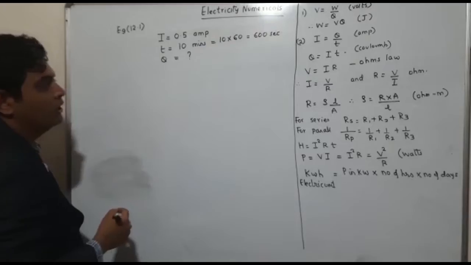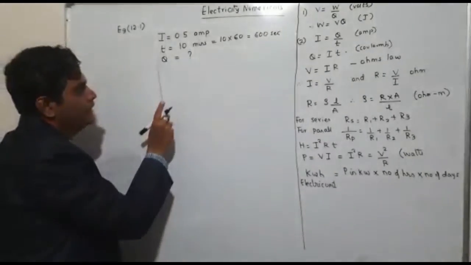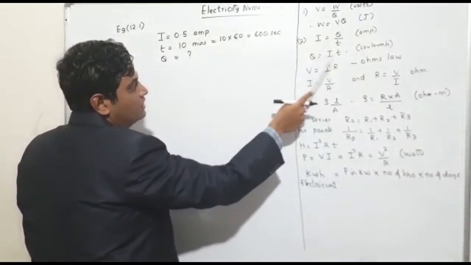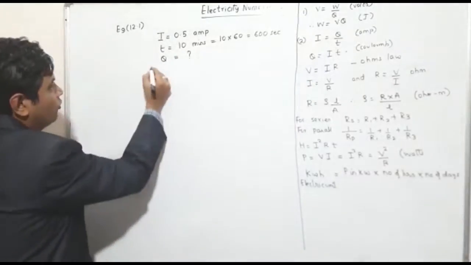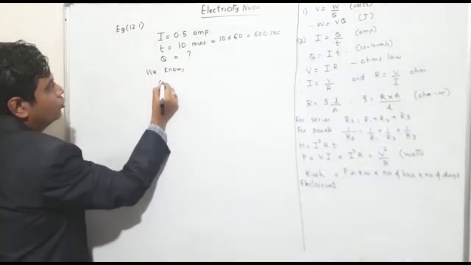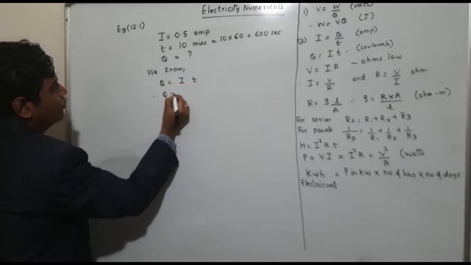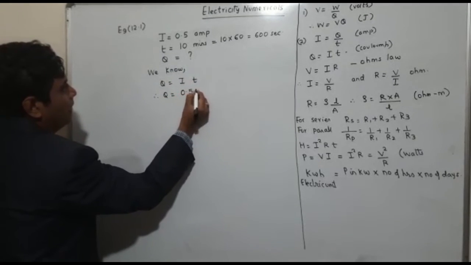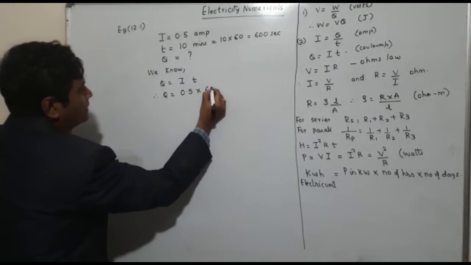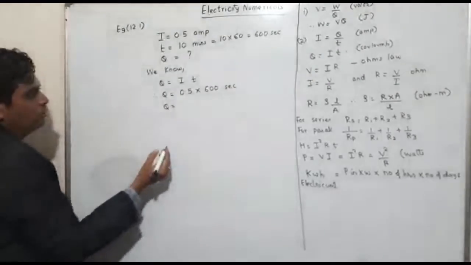Now you want to find the charge. How much charge is flowing? So if you know I and T, what is the formula for charge? Charge is equal to I into T. So we know Q is equal to I multiplied by T. Therefore Q is equal to, how much is I? 0.5, multiplied by T, which is 600 seconds. So Q is equal to 0.5 into 600.